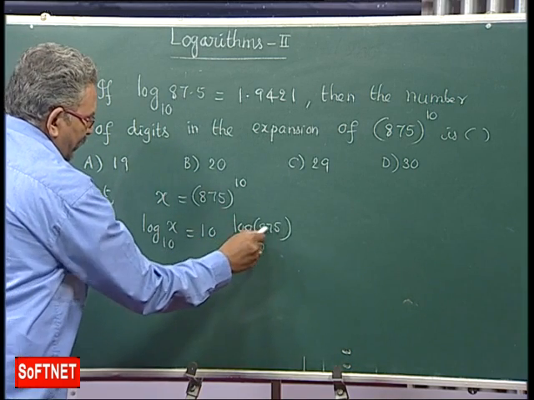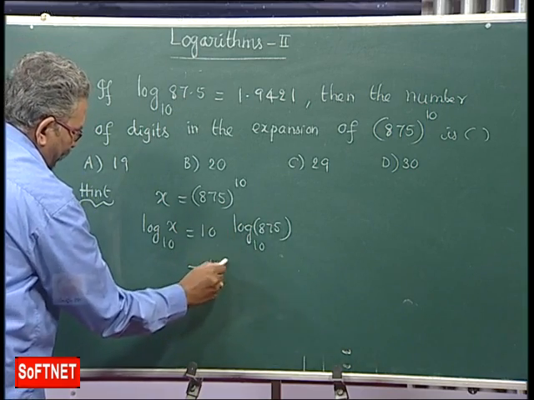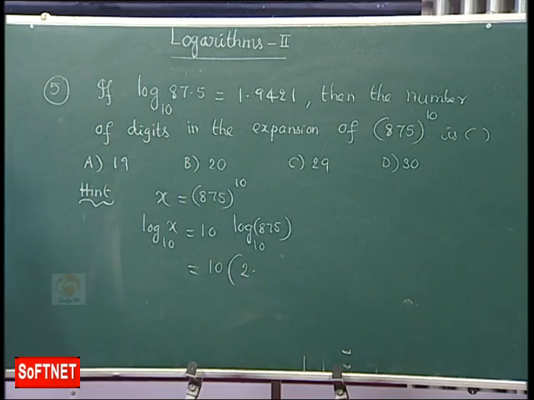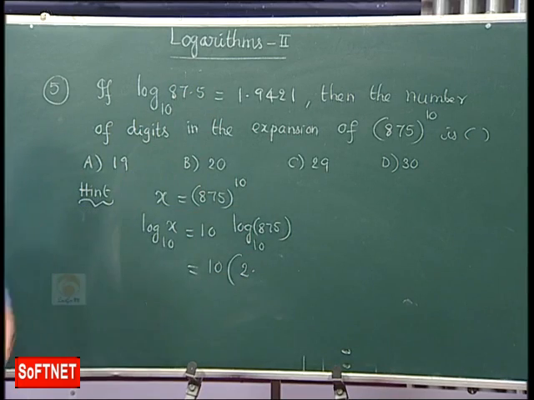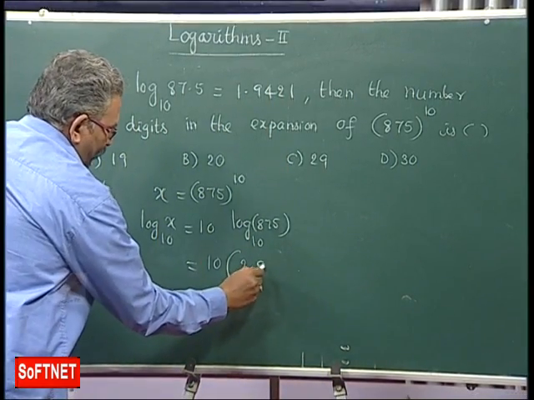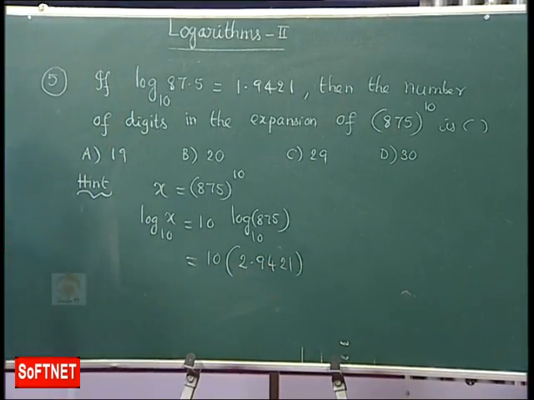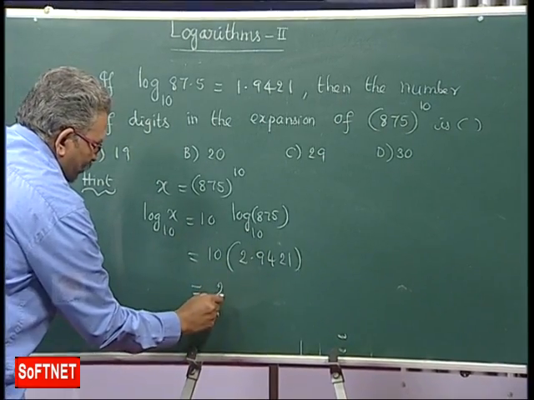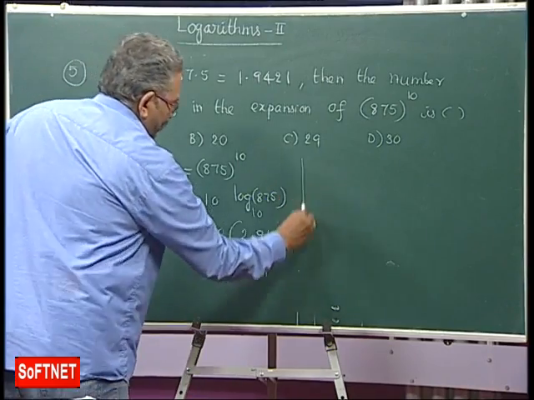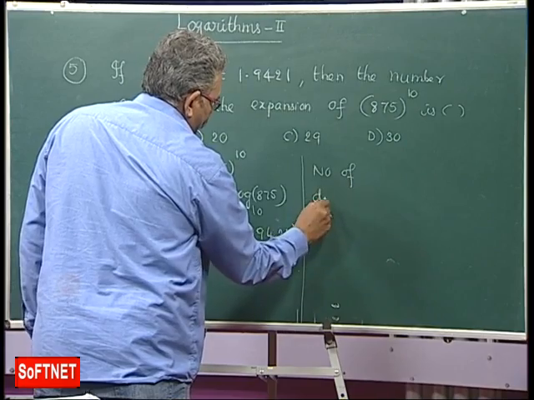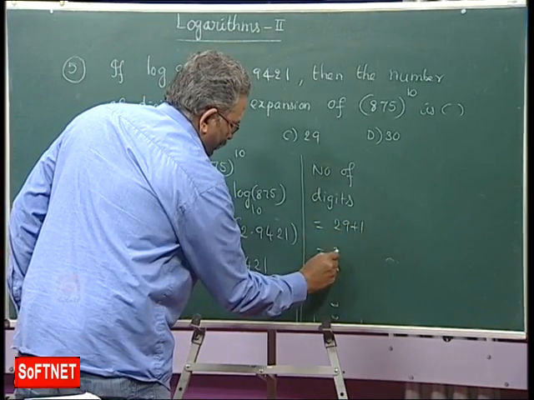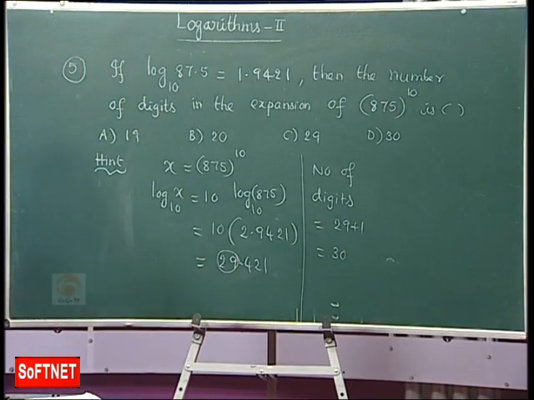Now, since it has 3 digits, its characteristic is 2. So, 10 multiplied by 2.875, here also 875. They are called significant figures. Since these two numbers have the same significant figures, the mantissa will not change. So that is why, as it is, mantissa remains, that is 9421. Just multiply. What do you get? This becomes 29.421. Here, what is the characteristic? 29. So, number of digits is equal to 29 plus 1, that means 30. Now, what is the right answer? Yes. So, 30 is the right answer.